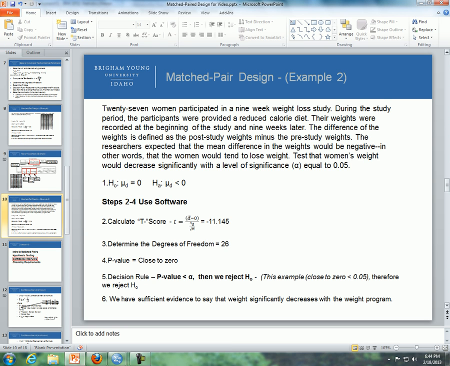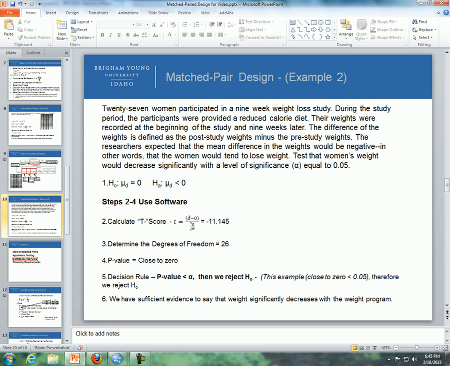27 women participated in the 9-week weight loss study. During the study period, the participants were provided a reduced calorie diet. Their weights were recorded at the beginning of the study and 9 weeks later. The difference of the weights is defined as the post-study weights minus the pre-study weights. The researcher expects that the mean of the differences in the weights would be negative. In other words, the women would tend to lose weight. Test whether the women's weight would decrease significantly with a level of significance equal to 0.05.